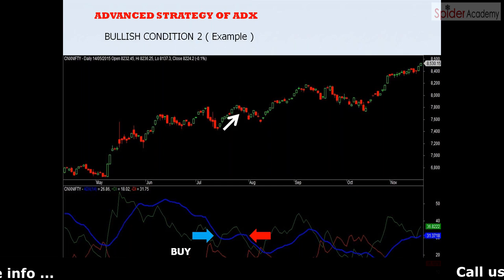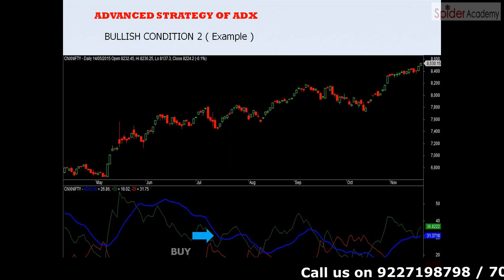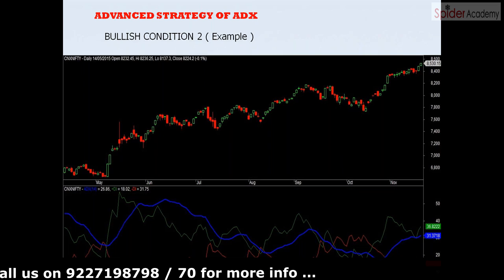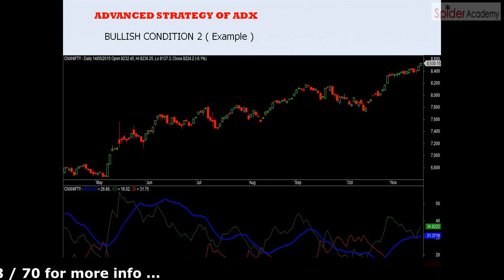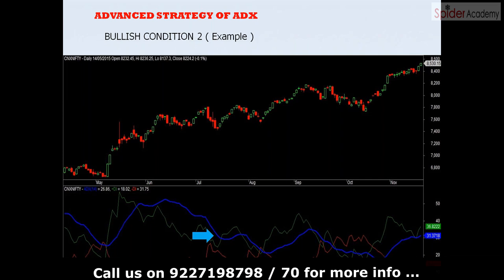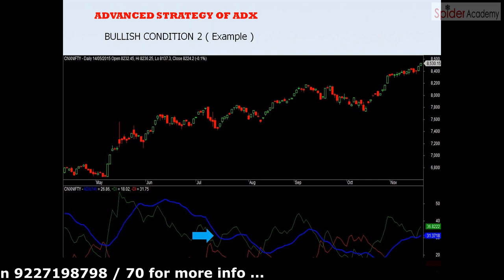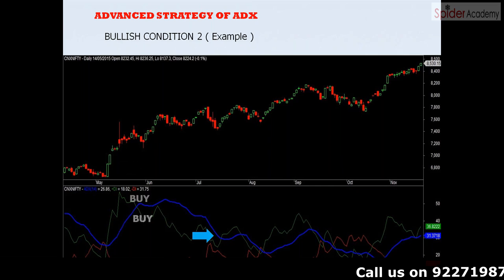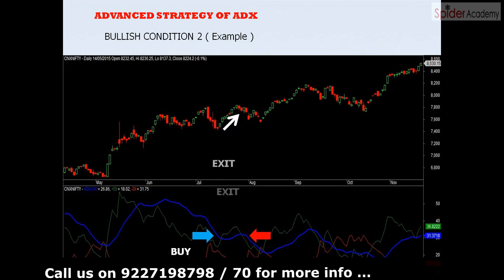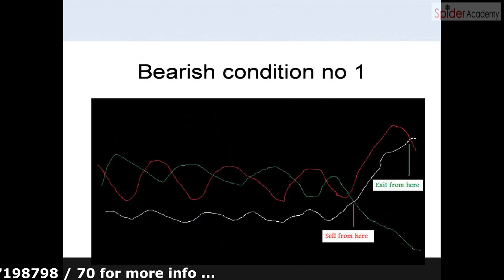We will repeat once. Bullish condition 1 में क्या है? Green above red, and ADX line cuts the red from below. And bullish condition 2 में क्या है? Same, green above red, ADX line above both, and ADX line cuts the green from below. And again when it cuts the green, you exit. Okay, bullish conditions both over.